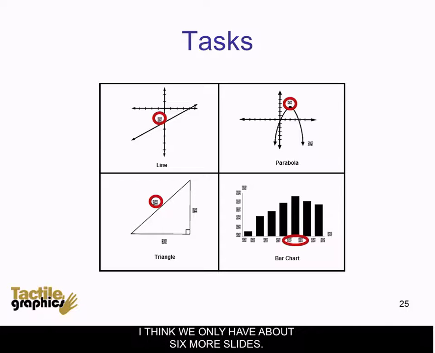So here are the tasks. One task was to just give the equation, for example, for the line. There's a picture of a line in a graph, and just find that one barcode and take a picture of it. Another one was there were a number of barcodes on this one. Parabola there, and you wanted to find the apex of the parabola.